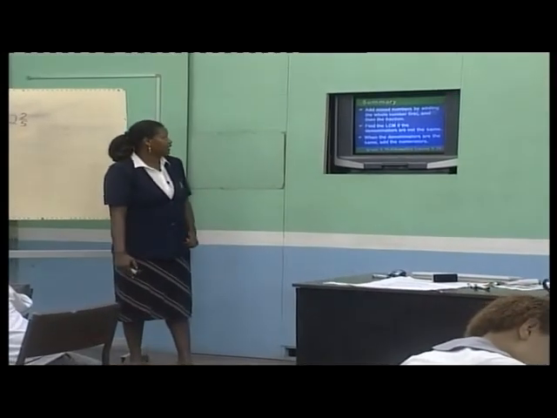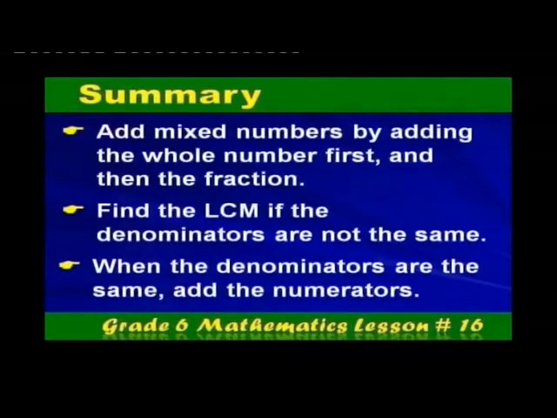Let's move on to our summary. Class, that is our summary. Add mixed numbers by adding the whole number first and then the fraction. Next, find the LCM if the denominators are not the same. When the denominators are the same, you add the numerators.